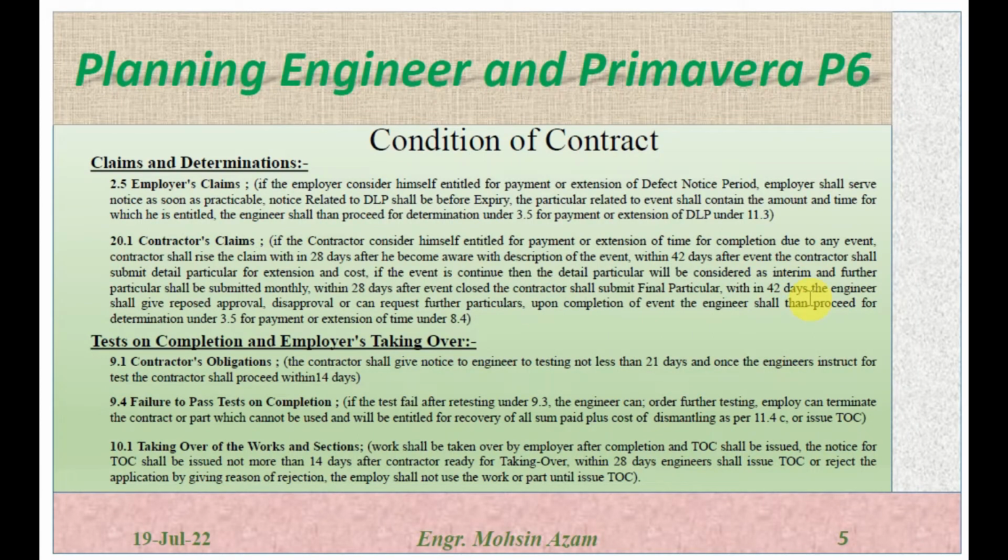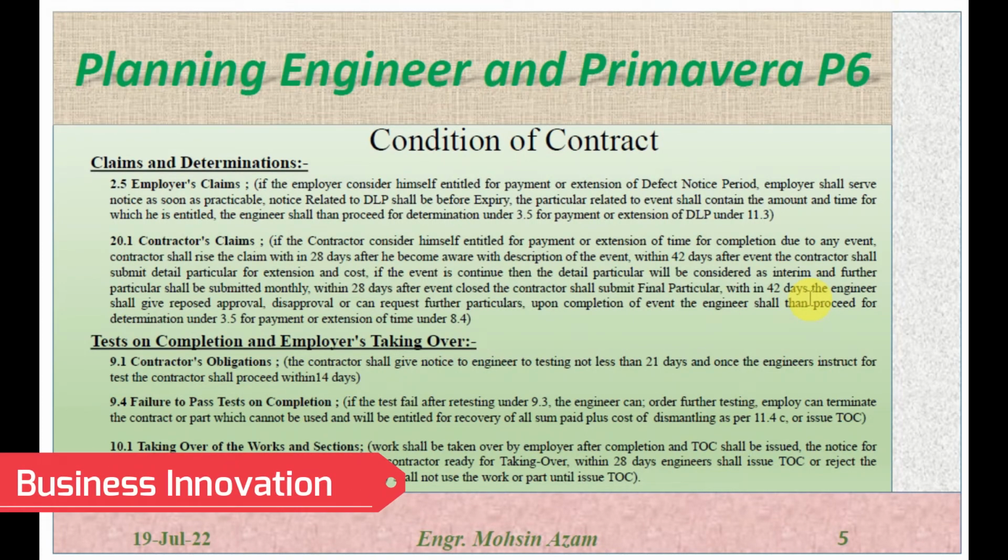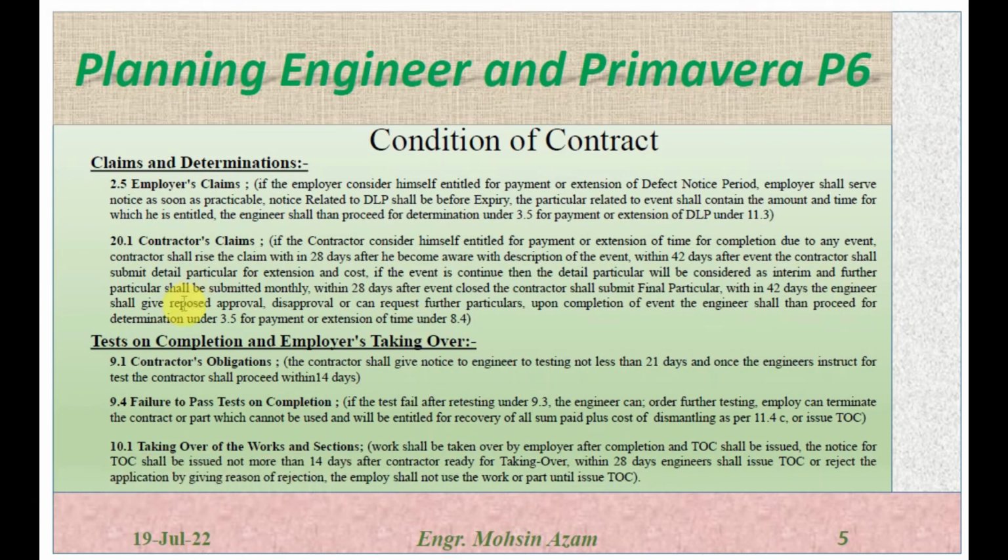So within 42 days after he became aware of the event, the contractor has to submit the detailed particulars of the event, which should include the time for which he considers himself to be entitled and the cost. And if the event is continuing, every month within 28 days, he has to submit the interim particulars till the event is closed. The engineer shall give a response when the final particulars are submitted. Within 42 days, the engineer shall give response as approval, disapproval, or can request further particulars. Upon the completion of the event, the engineer shall then proceed with the determination for the payment or for the extension.